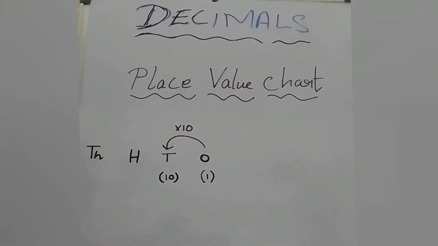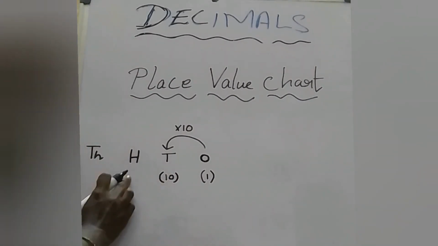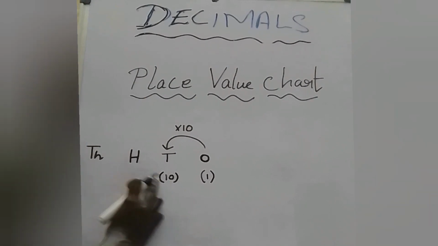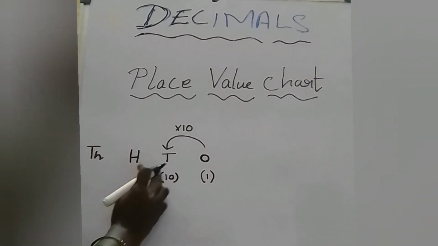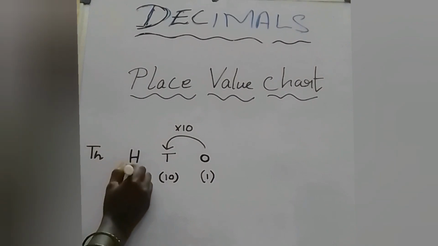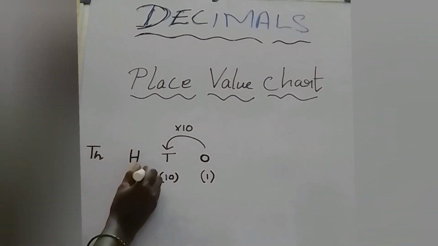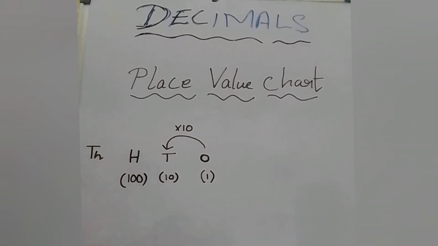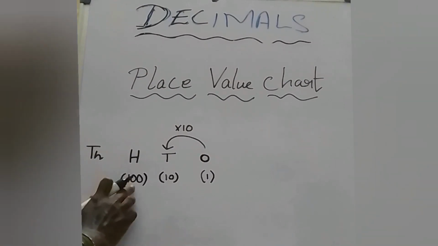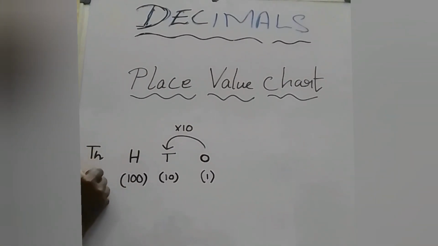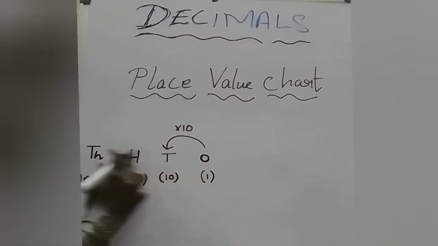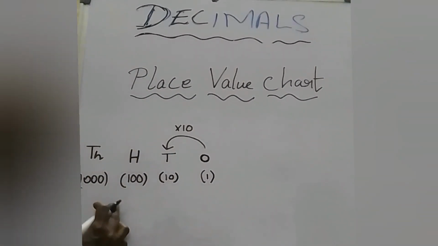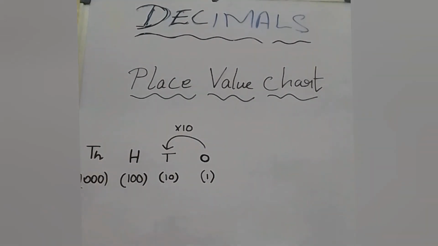Again, I move from the tens place to the hundreds place. 10 into 10 is 100. The same way, 100 into 10 is 1000. So you got the place and the respective value for each place. Now I'm going to teach the vice versa case for this.